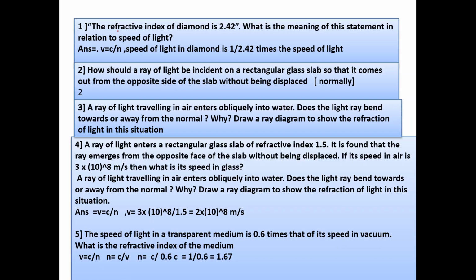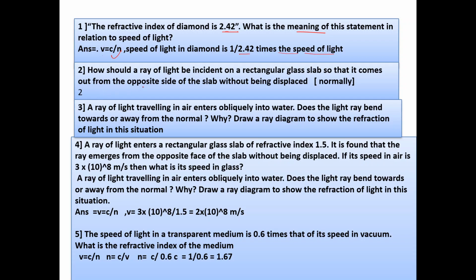Now a few questions before ending up. The refractive index of diamond is 2.42. What is the meaning of this statement? From this relation you know V is equal to C by N. What is V? Velocity, the speed of light in the medium, and what is C? Speed of light in air. N is the refractive index. So the value of N is 2.42. So the speed of light in diamond comes out to be 1 by 2.42 times that of the speed of light.